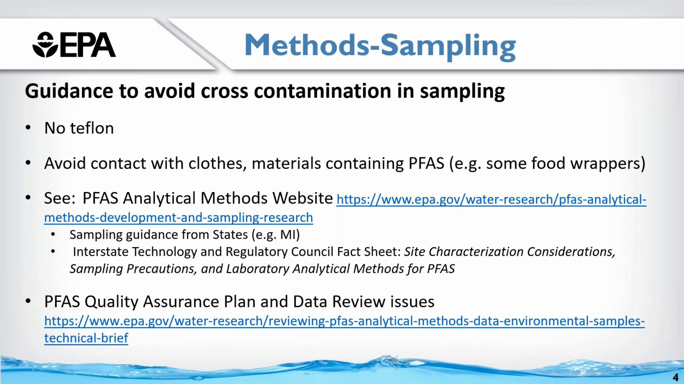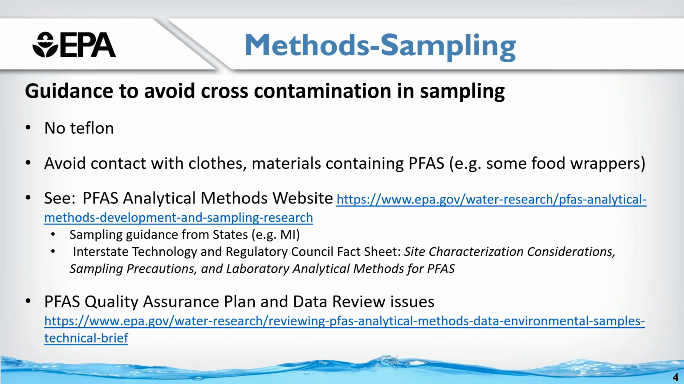We have a newish PFAS analytical methods website with a lot of resources on it. That'll provide you links to a lot of the validated methods and some of the methods in development. We also included on that website sampling guidance from states. So for example, we've got sampling guidance documents from the state of Michigan, as well as, for example, the state of New Jersey. We also have a link to some guidance documents from the Interstate Technology and Regulatory Council on site characterization and sampling.